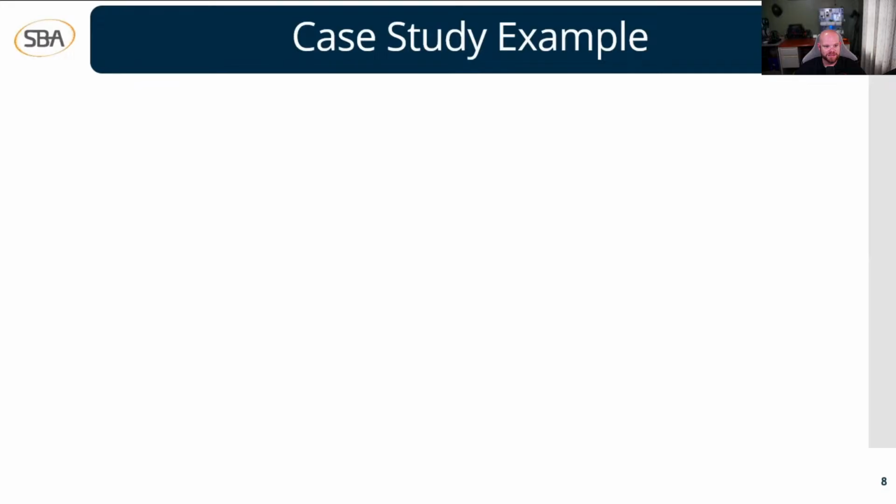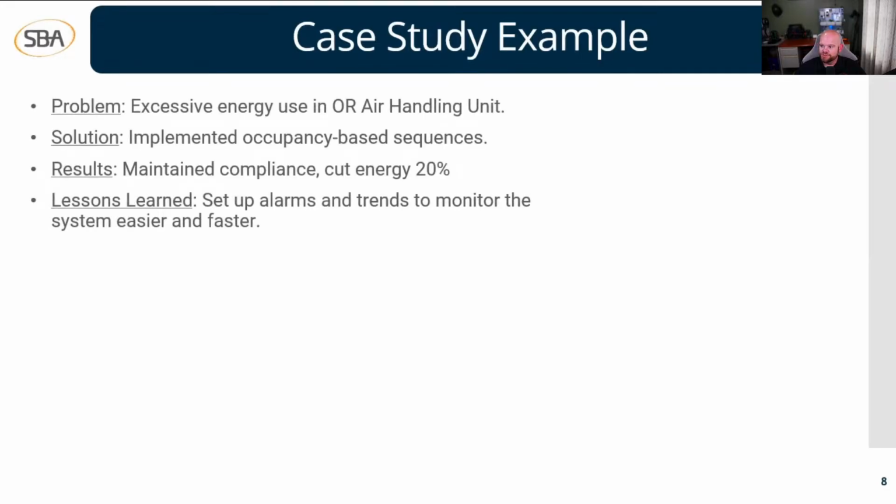All right, then a little case study example I have here, just so you guys could see how I would run through if we have an issue. So our problem here is excessive energy use in an operating room air handler unit. The solution I would do if I found that would be to implement some kind of occupancy-based sequence so that the unit's only running if it sees movement in the room or if it's part of an occupancy schedule. The result of that could be maintaining compliance with our scheduling, and it cut our energy usage by 20%, which saves us cost as well.